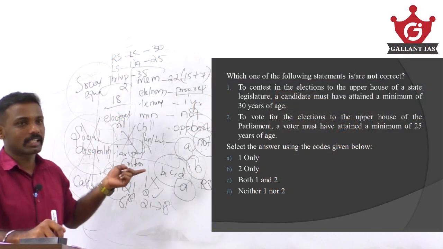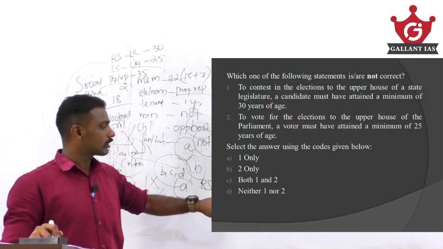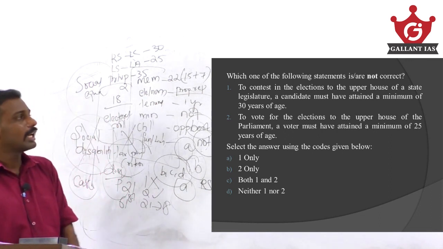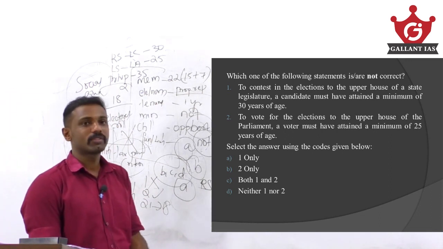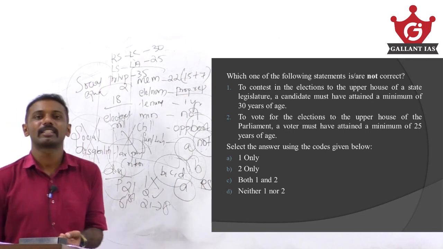So statement number 1 is correct here. Why? To contest in the elections to the upper house of a state legislature, a candidate must have attained a minimum of 30 years of age. That is a correct statement.